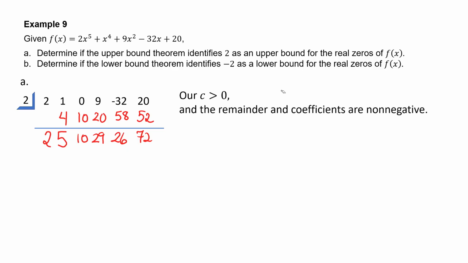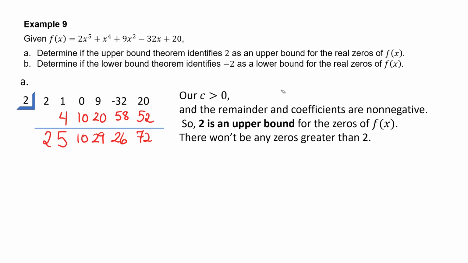Our c is greater than 0 and the remainder and coefficients are non-negative, so 2 is an upper bound for the zeros of f of x. So there won't be any zeros greater than 2. So when we list out all our zeros, all those p over q's, we don't have to include the ones that are greater than 2 because we know for a fact none of those will work.